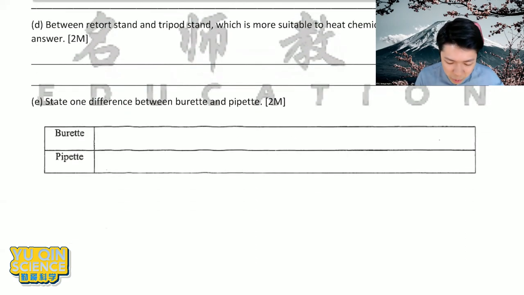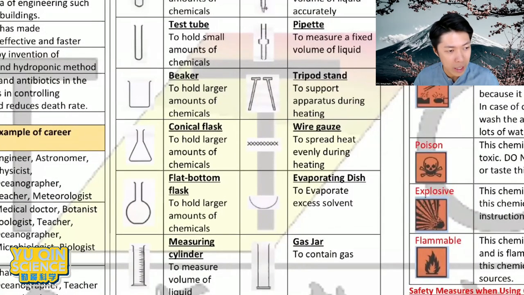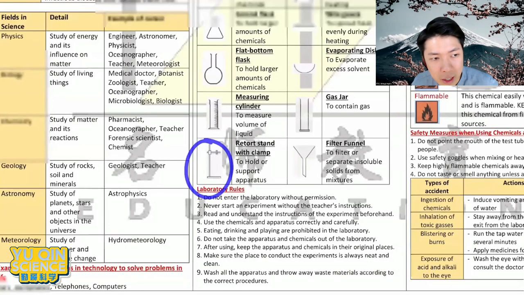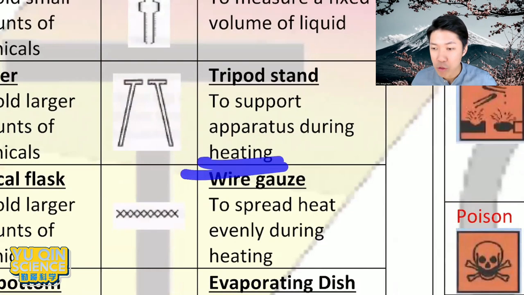Okay, like next one. Between retort stand and tripod stand, which one more suitable for heating chemical substances? And explain your answer. Okay, you know what's the difference? Yeah, can. Ryan, that's a correct answer. Okay, tripod stand like that. Retort stand is like that. Which one is good for heating? I mean, the answer is already here. Very straightforward, right? Now, tripod is to use the wire gauze and Bunsen burner together. Retort not necessary for heating. Retort can just, you know, hold the test tube, maybe not heating, maybe you just want to hold it in the air. So more suitable for heating will be tripod, correct?